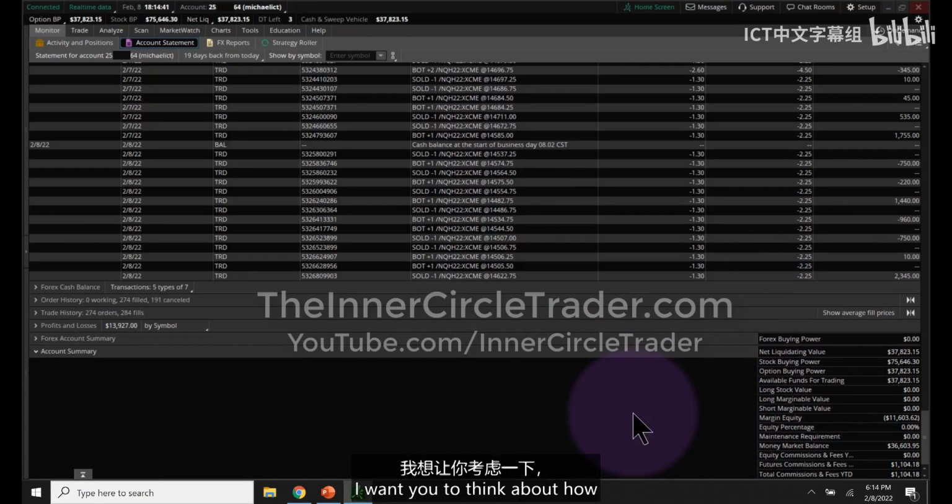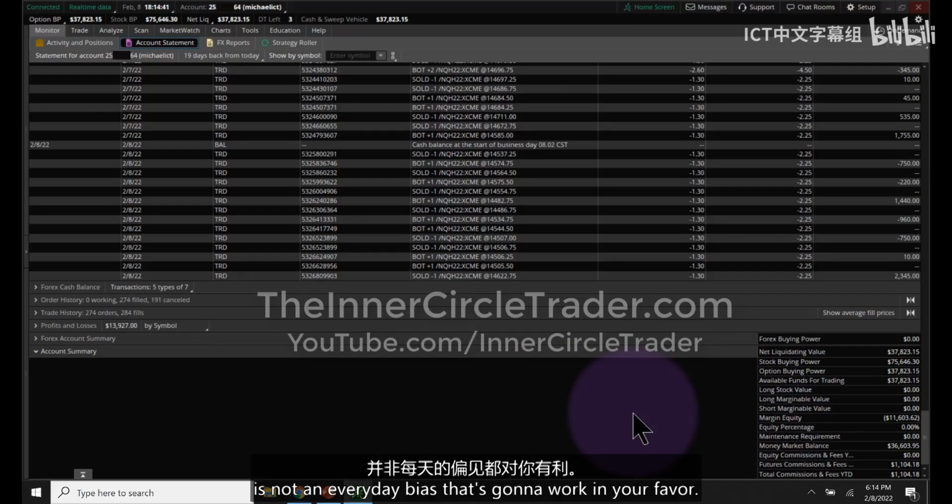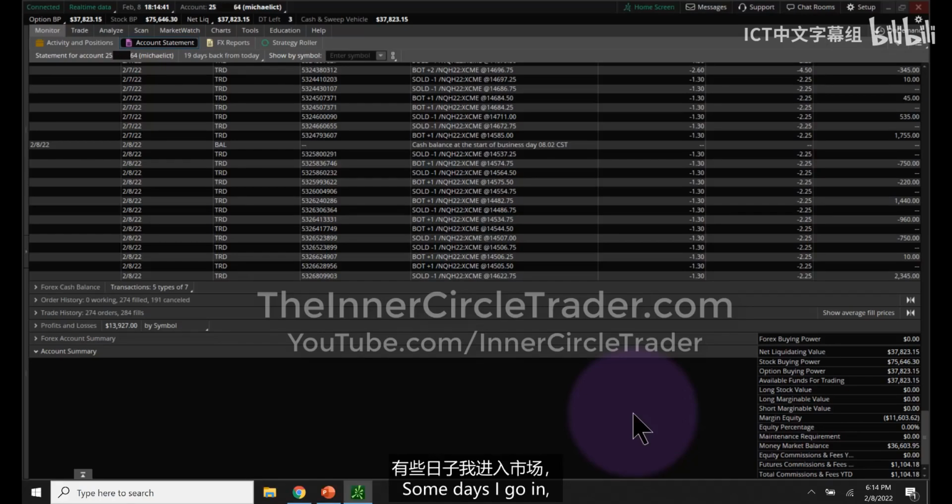I want you to think about how daily bias is not an everyday bias that's going to work in your favor. Some days I go in, I'm expecting, like last night, I preferred to see the market go a little bit lower, and it didn't deliver. So I had to make adjustments. And then I caught myself on the right side of the daily range, exiting where I teach you, getting in where I teach you. Right there, there's logic. That's the proof. Okay?